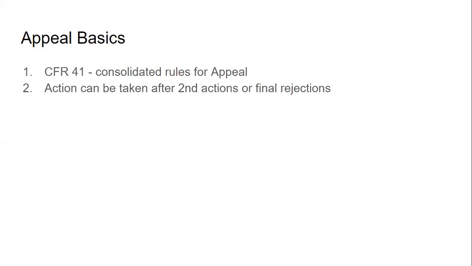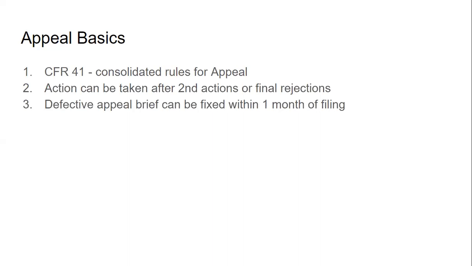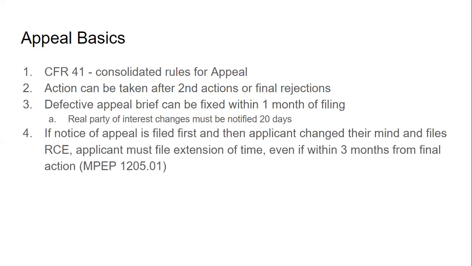Now, this action can be taken after second actions or final rejections. That's an important distinction. Even if it's just a second office action, you can put forth an appeal. It's not like a request for continued examination, where prosecution has to be closed. In this case, prosecution does not have to be closed. A defective appeal brief can be fixed within 1 month of filing, but real party in interest changes must be notified within 20 days. So a different assignee or a different licensor would need to be fixed pretty quickly.